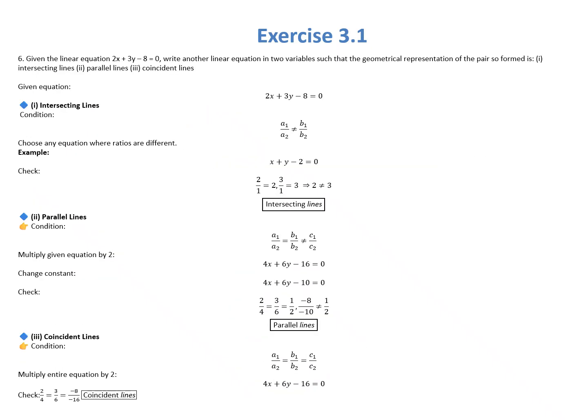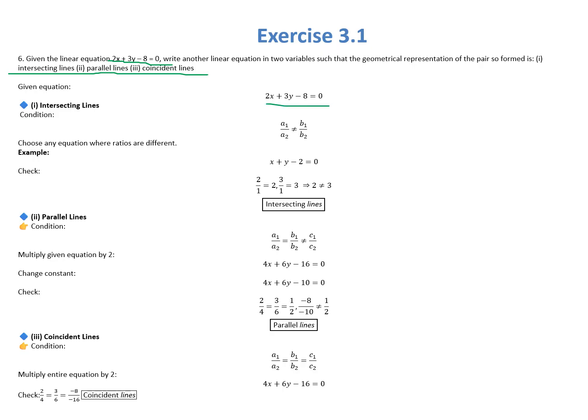Okay, now we'll come to question 6 of exercise 3.1, and what we have to do here is that we are given a linear equation, 2x plus 3y minus 8 is equal to 0. We have to write another linear equation in two variables such that the geometrical representation gives intersecting lines, parallel lines, or coincident lines. So the given equation is 2x plus 3y is equal to 8.